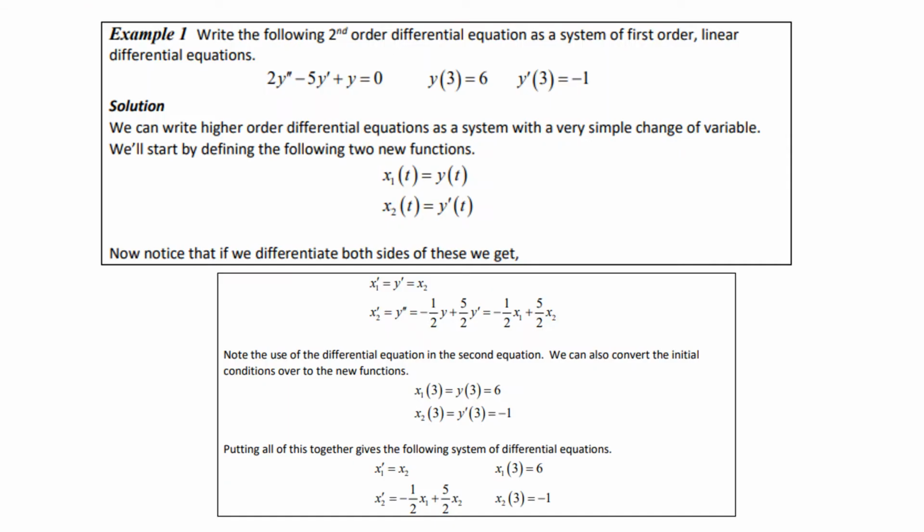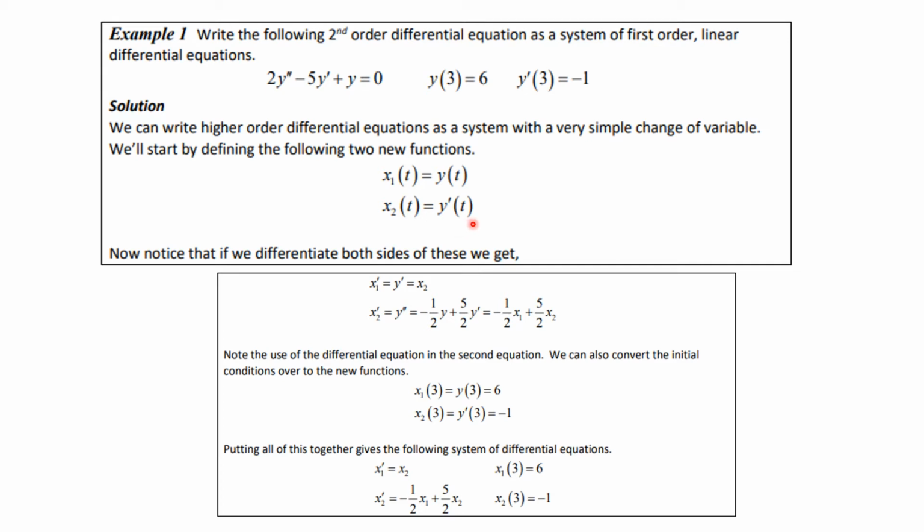So here is an example. I'm going to work through the example, then ask you to do one. So I want to write this second order differential equation as a system of first order linear differential equations. So we have 2y double prime minus 5y prime plus y is equal to 0. We have y of 3 is equal to 6, and we have y prime of 3 is equal to minus 1. So here's what we do. We start with a simple change of variable, and we introduce two new functions. The first one is called x1 of t, and we just let that be y. But then we let x2 of t be y prime of t.